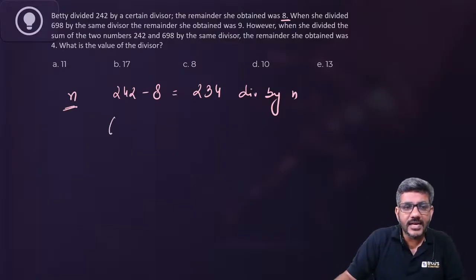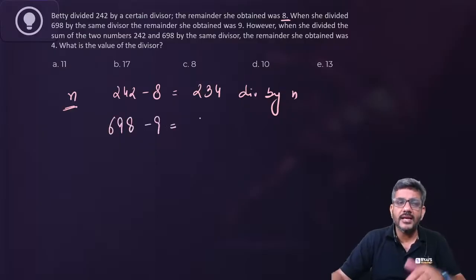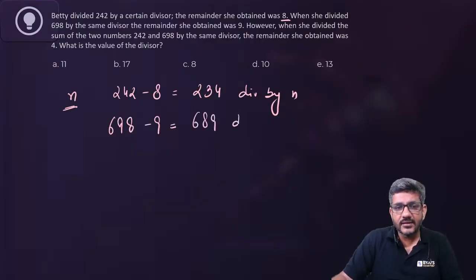When she divided 698 by that number, she got a remainder of 9. That means 698 minus 9 is also divisible by that n. So 698 minus 9 is 689. 689 should also be divisible by n.